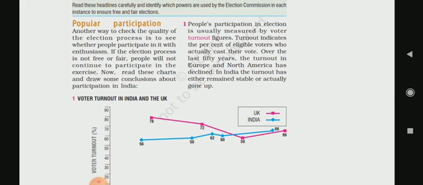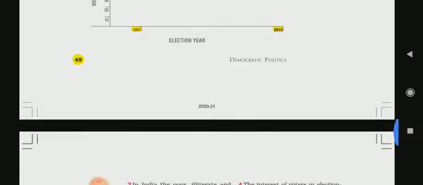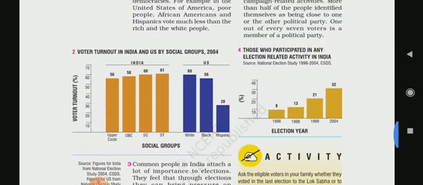Next, common people in India attach a lot of importance to elections. They feel that through elections they can bring pressure on political parties to adopt policies and programs favorable to them. They also feel that their vote matters in the way things are run in the country, right? So there are some important points which I have explained here, students.